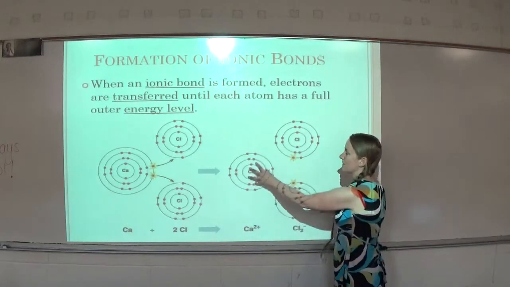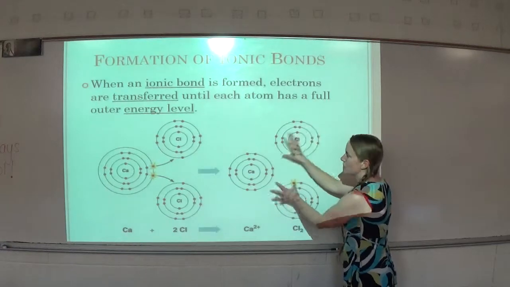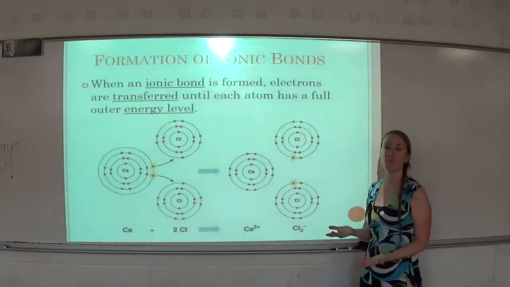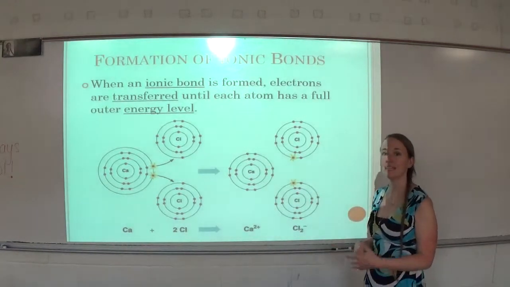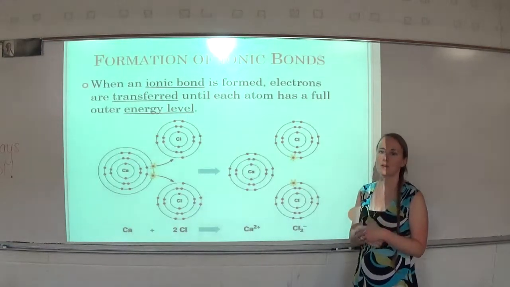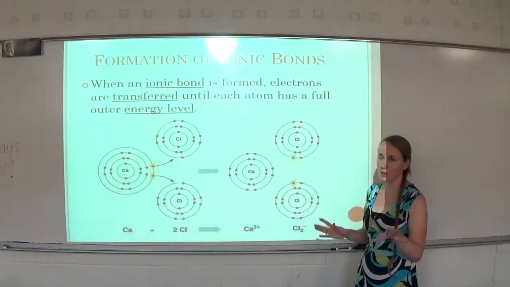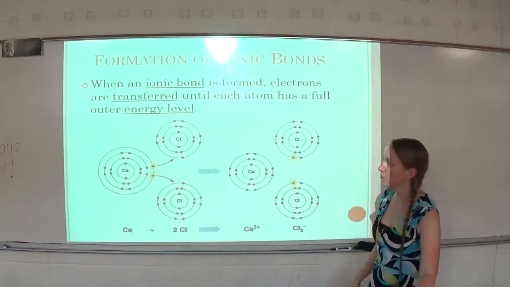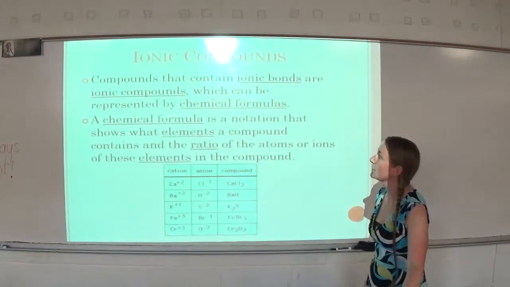So in other words, when calcium bonds with chlorine, it needs 2 chlorines in order for it to be stable. That's why things like H2O, that's where our subscripts come in, even though H2O is not through an ionic bond, it's through covalent, but we'll talk about that later.